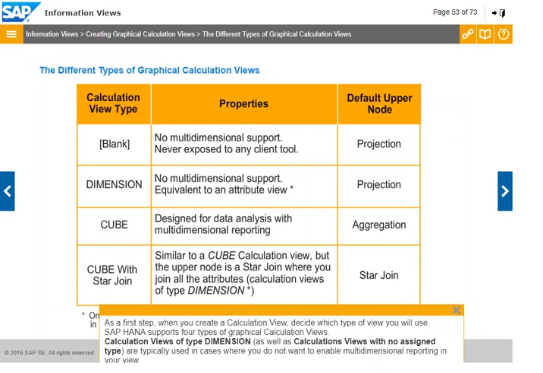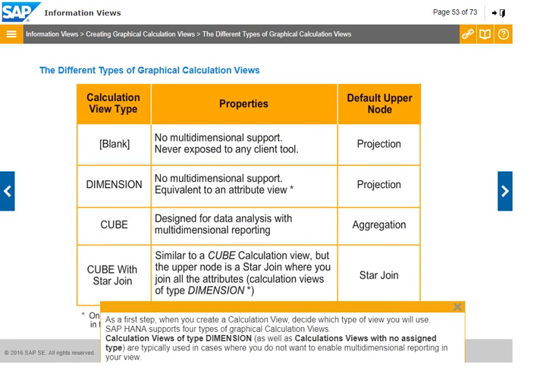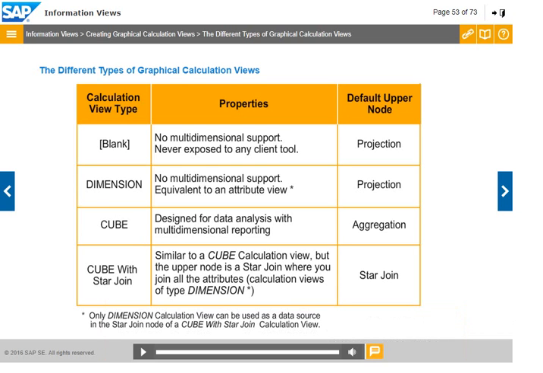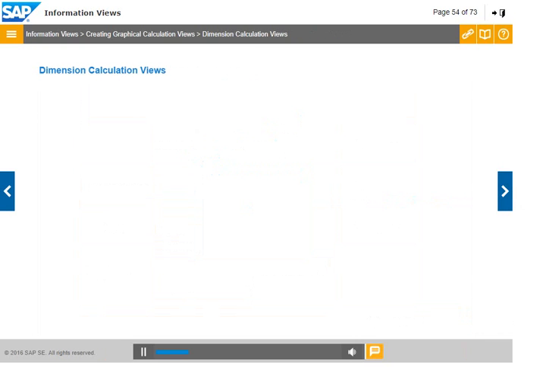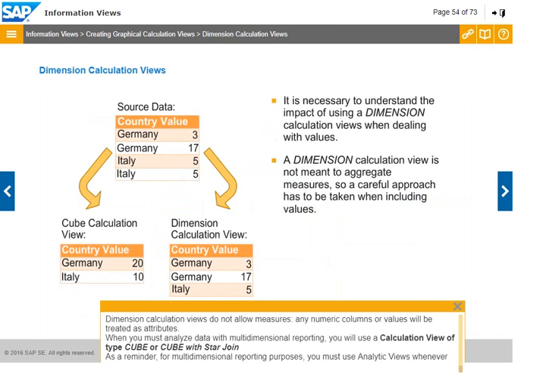As a first step, when you create a calculation view, decide which type of view you will use. SAP HANA supports 4 types of graphical calculation views. Calculation views of type dimension, as well as calculation views with no assigned type, are typically used in cases where you do not want to enable multi-dimensional reporting in your view. Dimension calculation views do not allow measures.